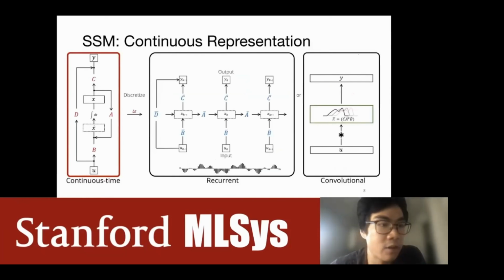So turning the diagram on its side gives the left part of this diagram. At its core, we'll be parameterizing our model using these parameters A, B, C, and D. And this is implicitly a continuous time model. It defines a function-to-function map.